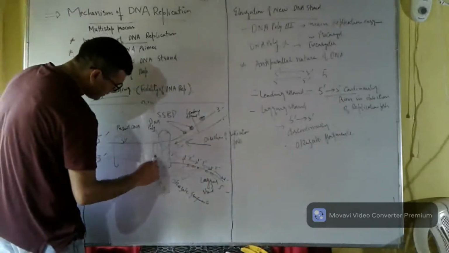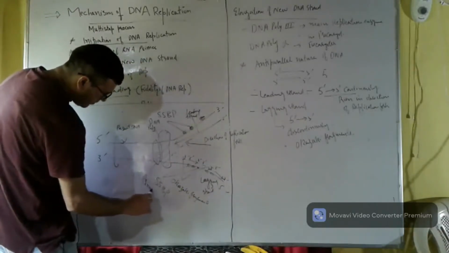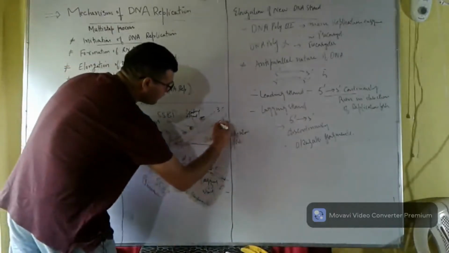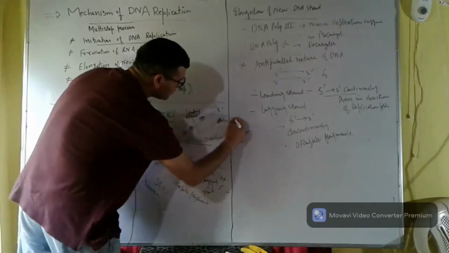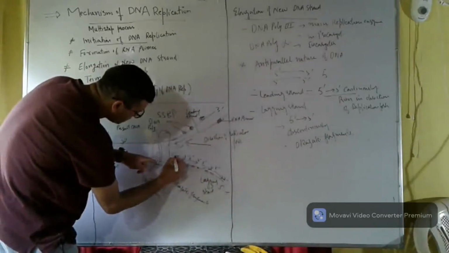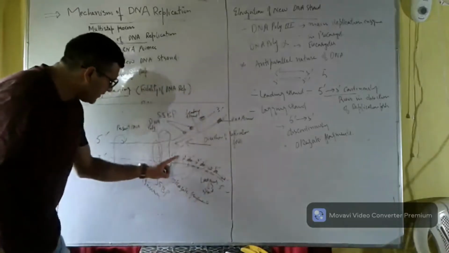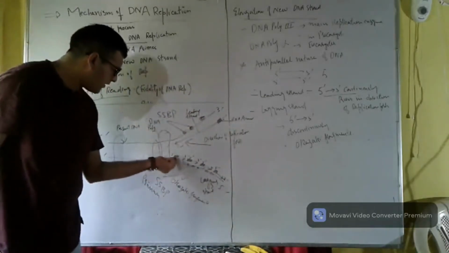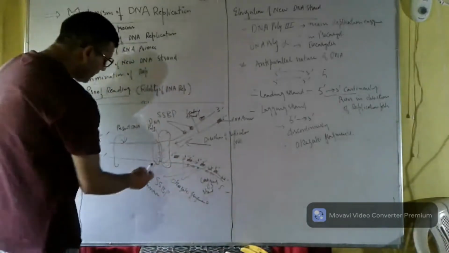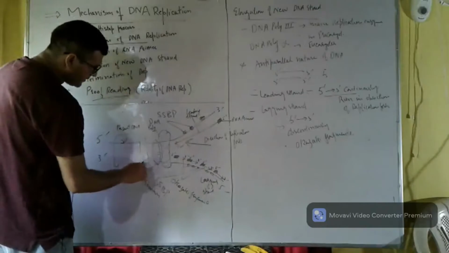Then we have another enzyme called primase. This enzyme is essential for the formation of RNA primer. Where would the RNA primer be? That would be here. These are RNA primers. That means in each Okazaki fragment, an RNA primer is formed. Then here we have enzymes called helicases.